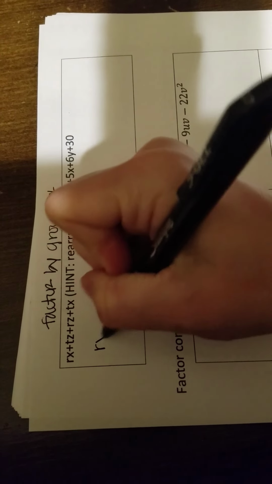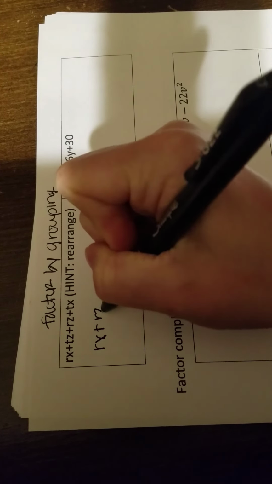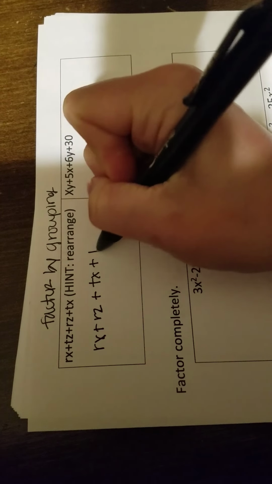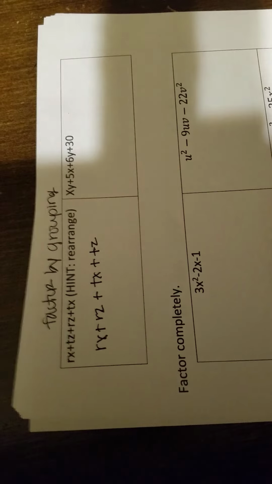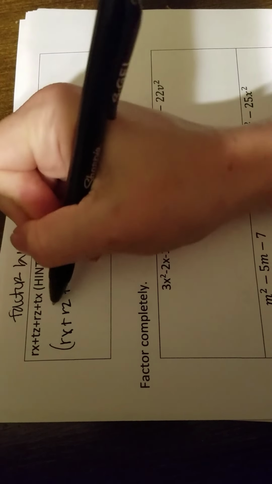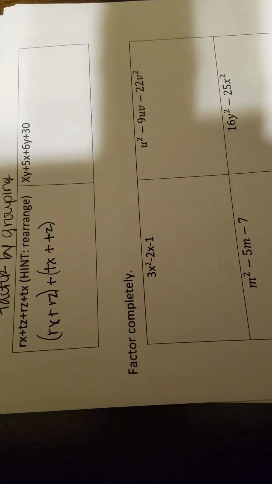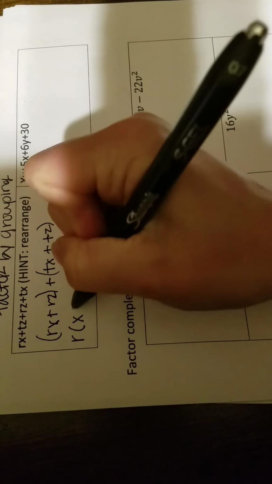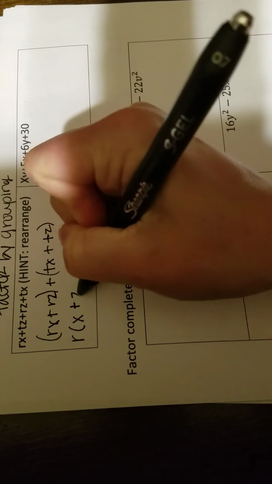It says rearrange these, so let's try doing the RX plus the RZ plus the TX plus the TZ. I know the T's and the plus signs are a little hard to tell apart. But anyway, let's pair these up, leaving that middle sign hanging out because it's important that we carry that with our factoring. So get the R out of these, leaving behind the X plus Z.